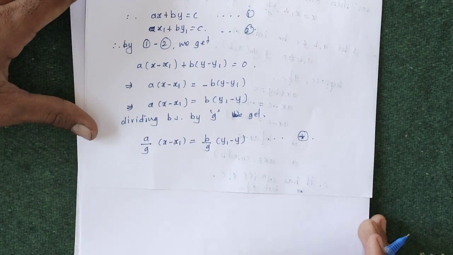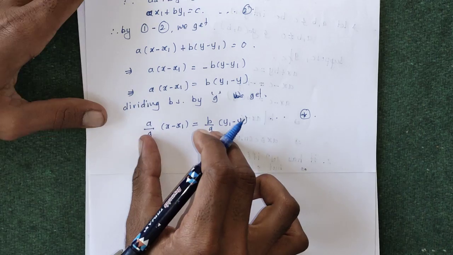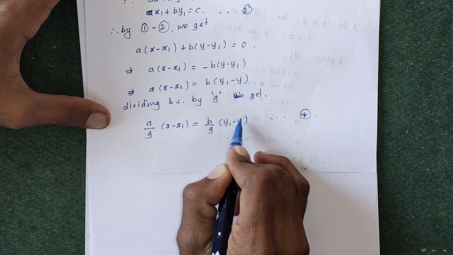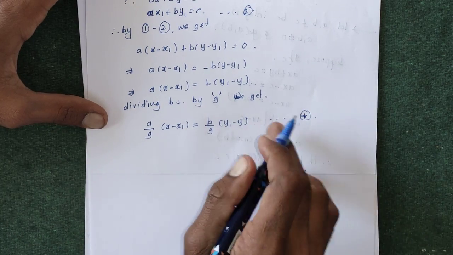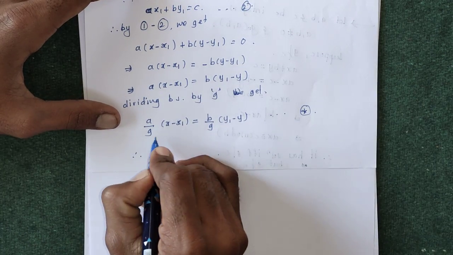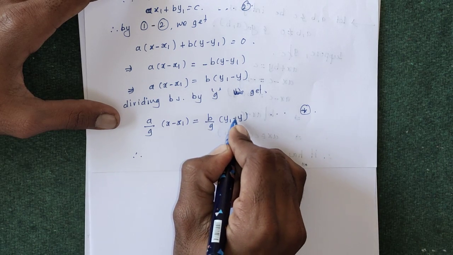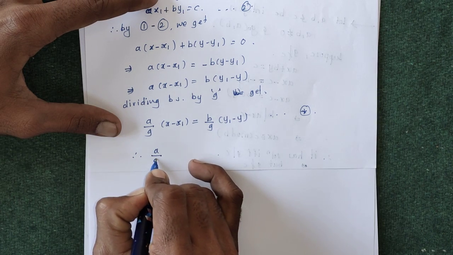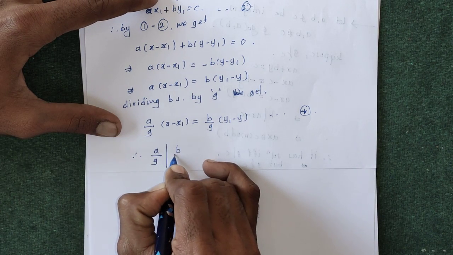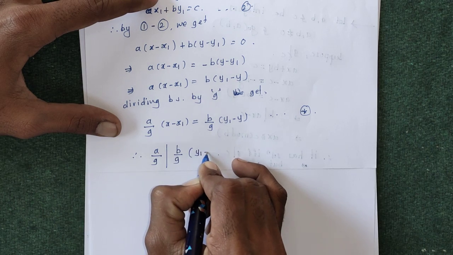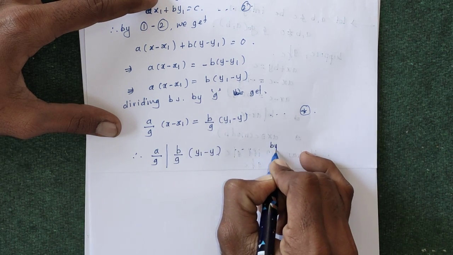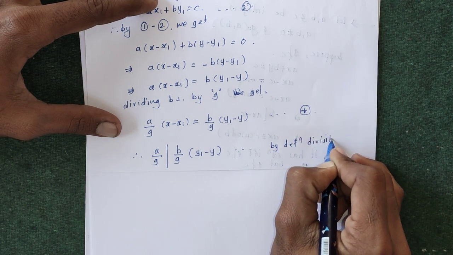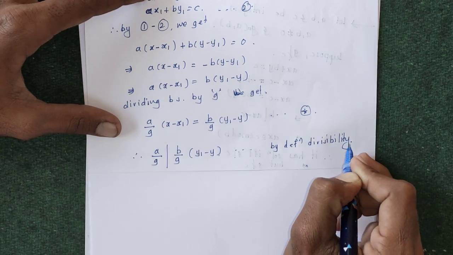Now we are going to use the definition of divisibility on both sides, because a by g into some integer is equal to this term, and again b by g into some integer is equal to this whole term. So by using the definition of divisibility, we can say that a by g divides b by g into y1 minus y. Therefore, by definition of divisibility, we can write a upon g divides b upon g times y1 minus y.